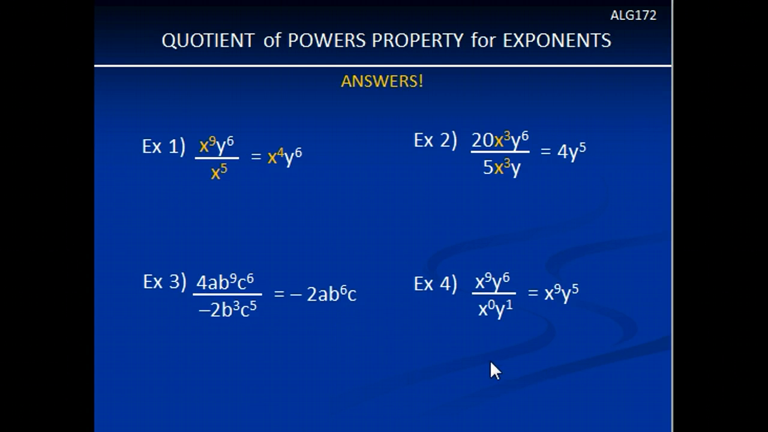Example 4. Little tricky here. I have an x to the 0. Now that just leaves a 1, or you could say x to the 9 minus 0 is just going to be x to the 9. Y to the 6th over y to the 1 is going to be 6 minus 1, which is 5. So x to the 9th, y to the 5th. I hope you got them all right.